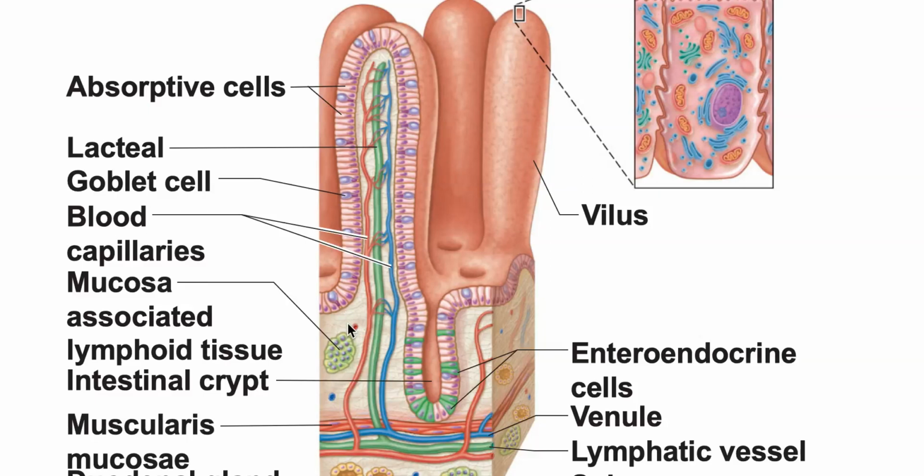So this shows that lining. So this would be the villi. And then as you go into this crypt, this is where we would find in green the enteroendocrine cells. In this crypt, we also see an increase in what is called mucosa-associated lymphoid tissue, or MALT tissue. And we see lymphatic vessels that reach up into these villi. And that's all part of the lymphatic system, which is going to help us fight off any potential infections.